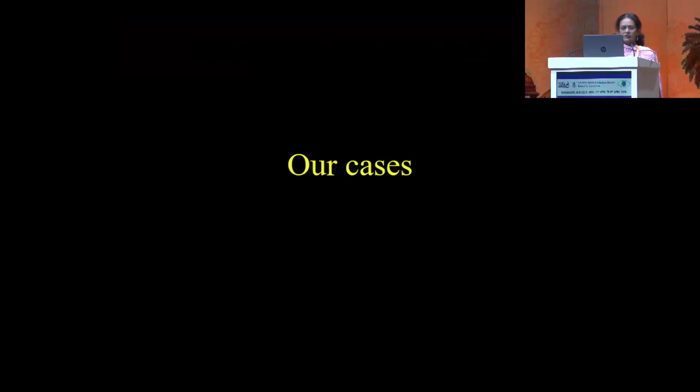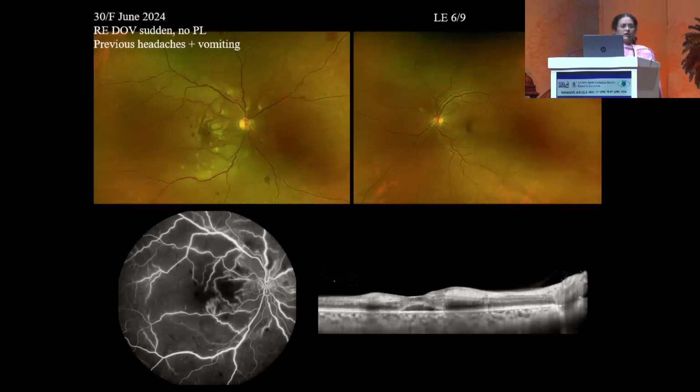I'll quickly take you through some of our cases of SLE. We saw this 30-year-old woman in June 2024. She came with sudden loss of vision in the right eye, no systemic diagnosis. She had no light perception in the right eye, and you can see almost like a Purtscher-like retinopathy in the right eye, multiple cotton wool spots. The left eye was 6/9. When we did the fluorescein, it showed marked ischemia. There was macular edema on the OCT along with swelling of the retinal layers.